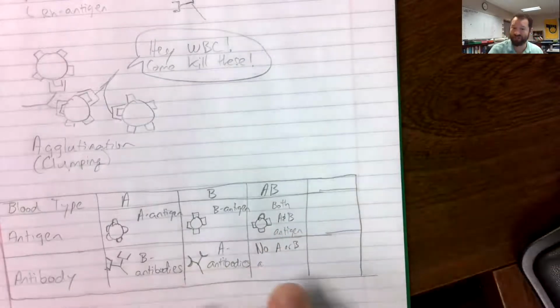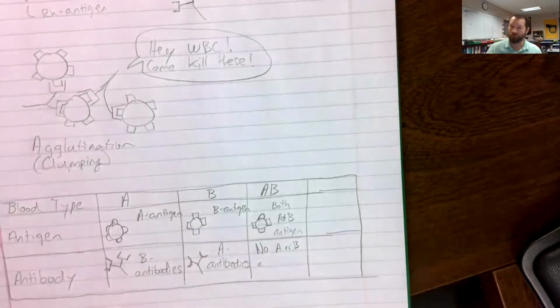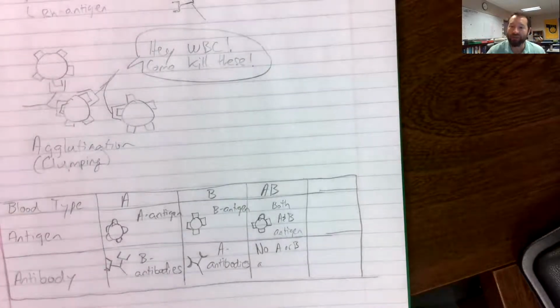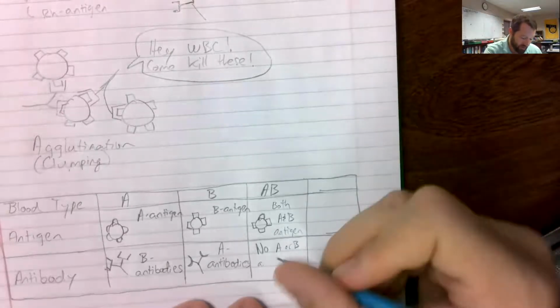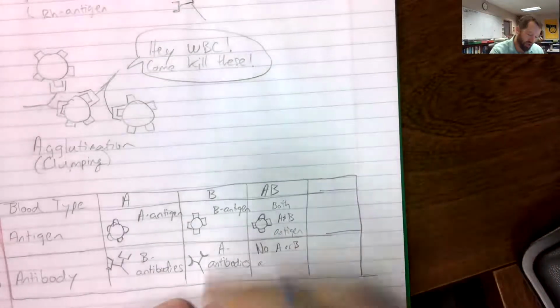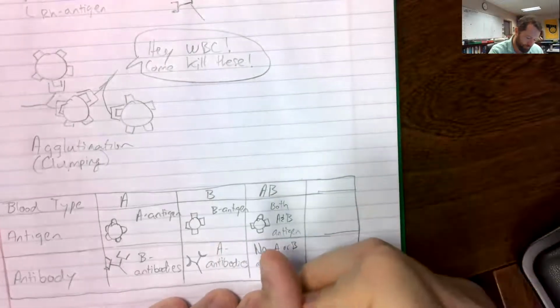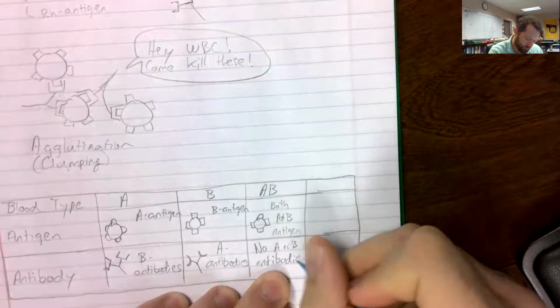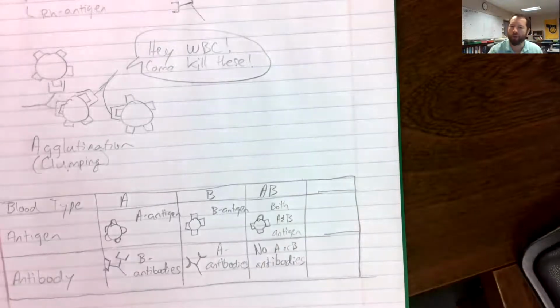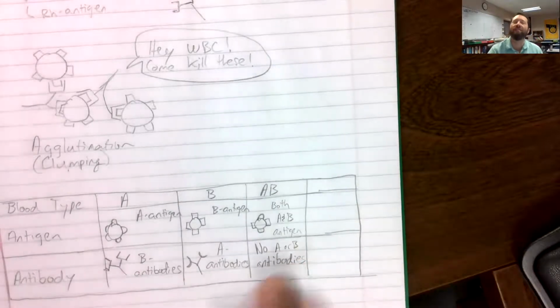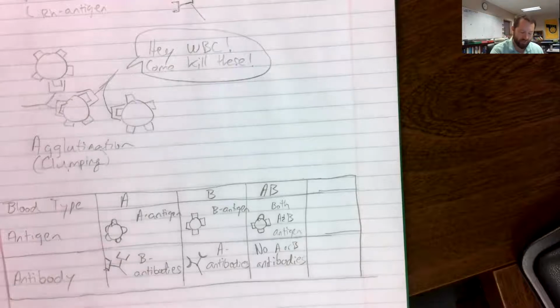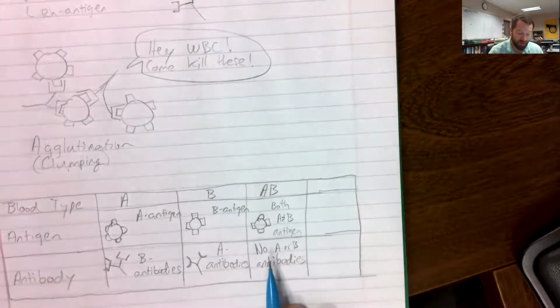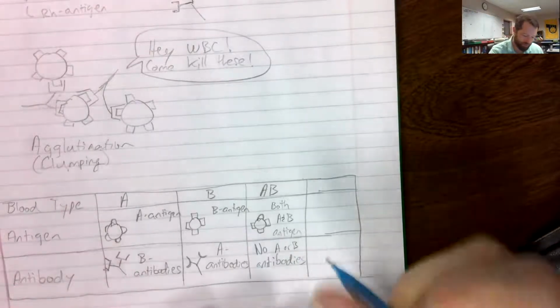They have other antibodies. Again, these antibodies, we use them to recognize a lot of different antigens on a lot of different cells, bacteria, viruses, other cells. So the blood types are just one specific example. So I don't want to just say no antibodies. You're still going to have plenty of antibodies if you have type AB blood. You just don't happen to have A or B antibodies.